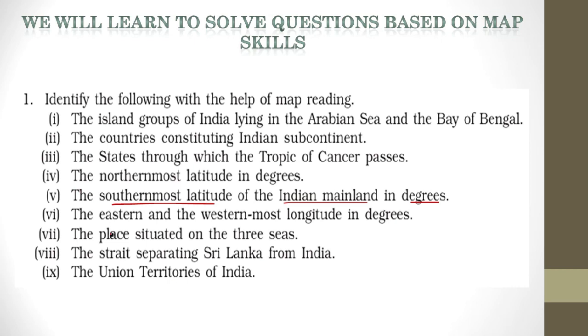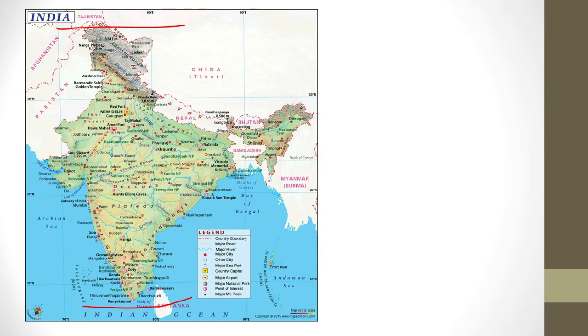north. Now let us move further, the easternmost and the westernmost longitude in degrees. So this one is the easternmost longitude of India and this one is the westernmost longitude of India. If you remember, this one is 97 degrees 25 minutes east, which is the easternmost longitude of India, and if you remember this one, it is 68 degrees 7 minutes east.